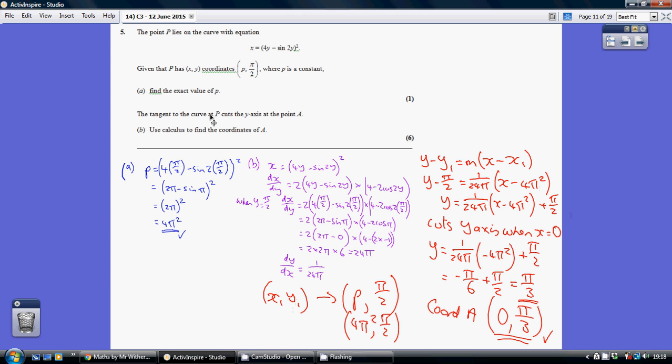Now we're being asked to work out where the tangent cuts the y-axis. Well, it cuts the y-axis where x equals 0. So substitute x being 0 into this, we get y equaling this, and then tidying that up we get y coordinate being pi over 3, so the coordinate of A is (0, pi over 3).